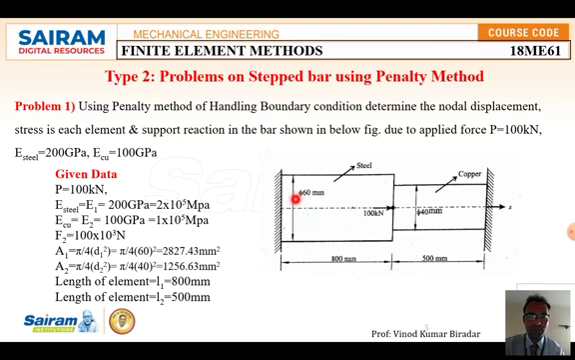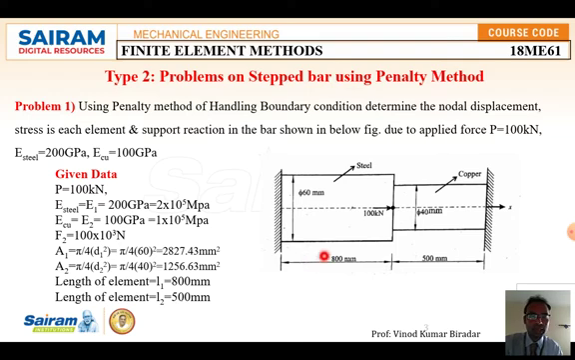So look at the diagram first. Using the penalty method of handling boundary conditions, you have to calculate the nodal displacement. Just observe the diagram. It is made up of two elements. The first element is made of steel and the second element is made of copper. The first element diameter is 60 and the second element diameter is 40, so one is the larger diameter and the other smaller. Exactly at the middle, the force of 100 kilonewton is acting. The length of the first element is 800 and the length of the second element is 500 mm. Node 1 is fixed and node 3 is also fixed. So you have to calculate the nodal displacement.